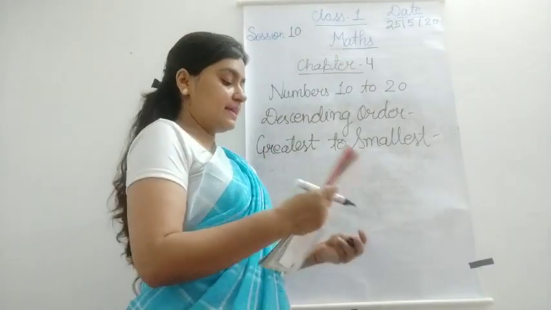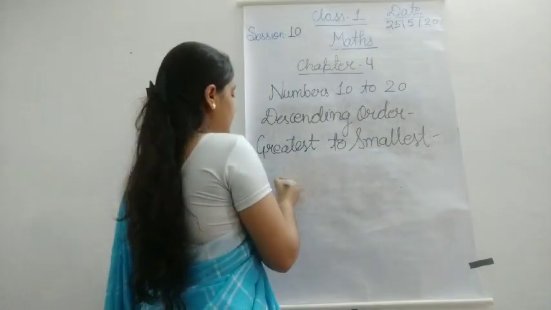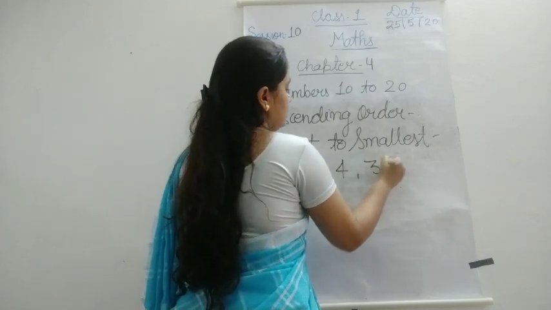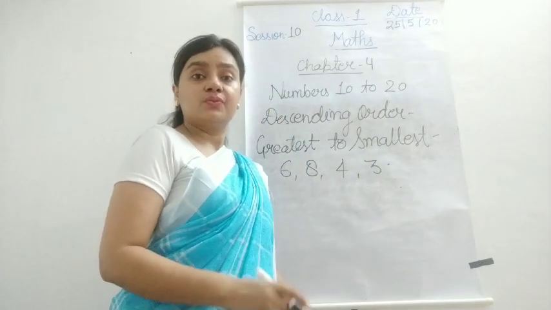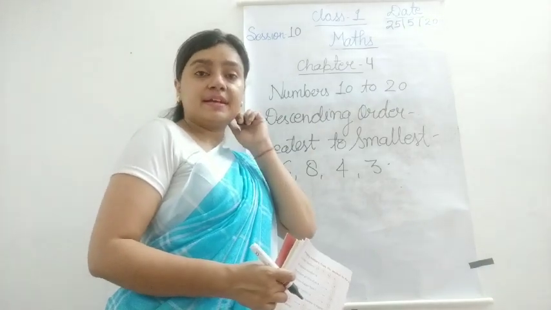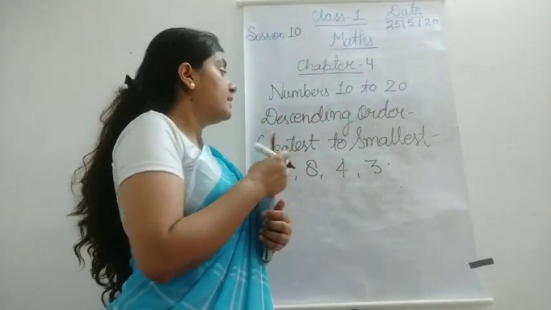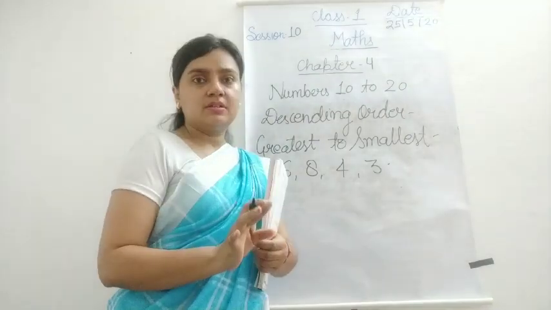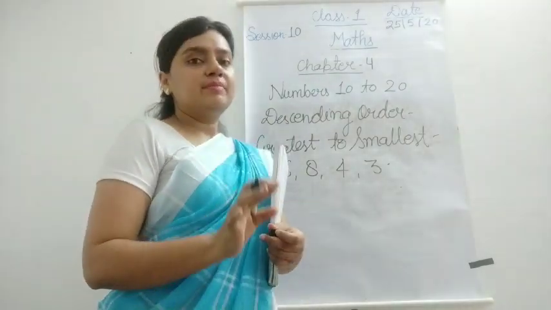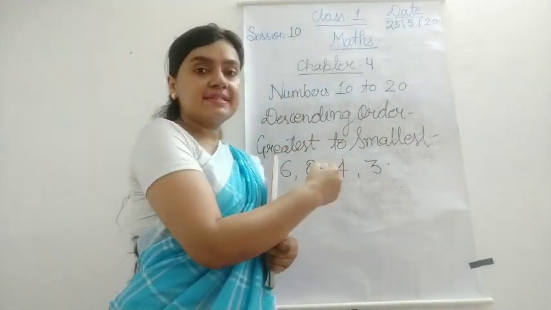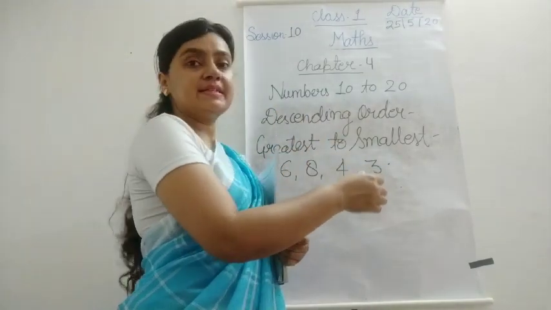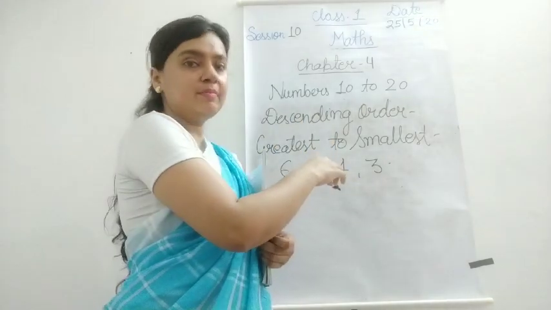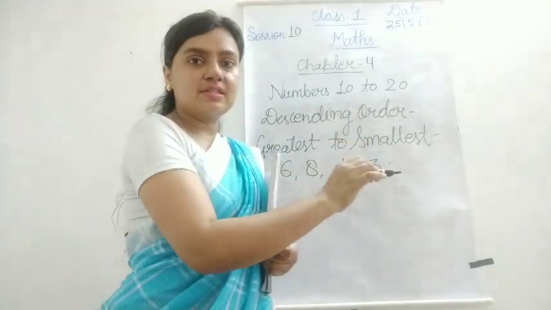Okay, let's take an example. 6, 8, 4 and 3. Here we will arrange the numbers greatest to smallest. Greatest to smallest means at the first place the greatest number will come and at the last place the smallest number will come.